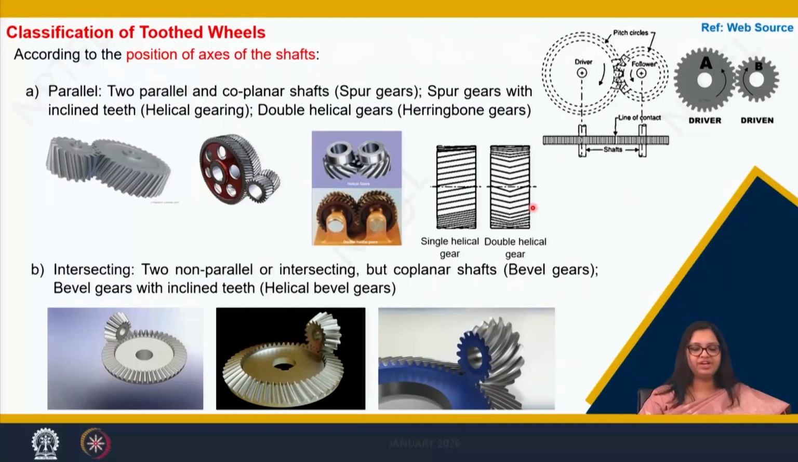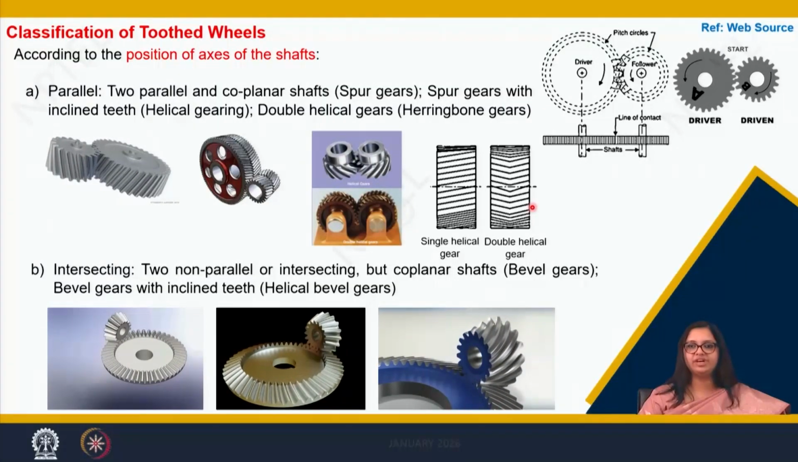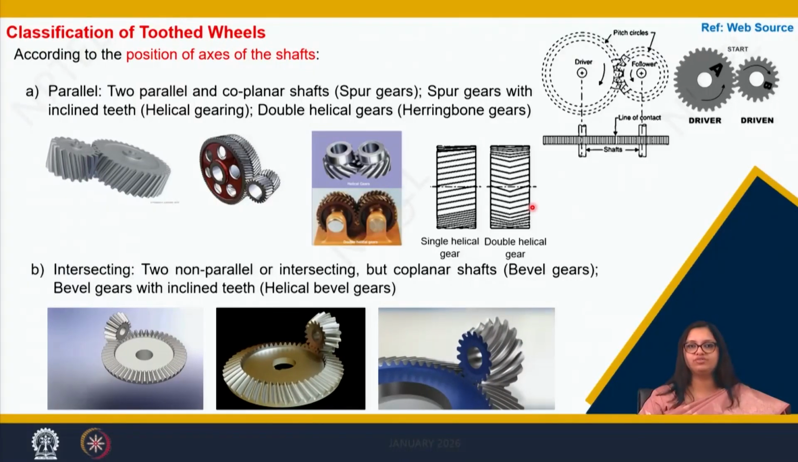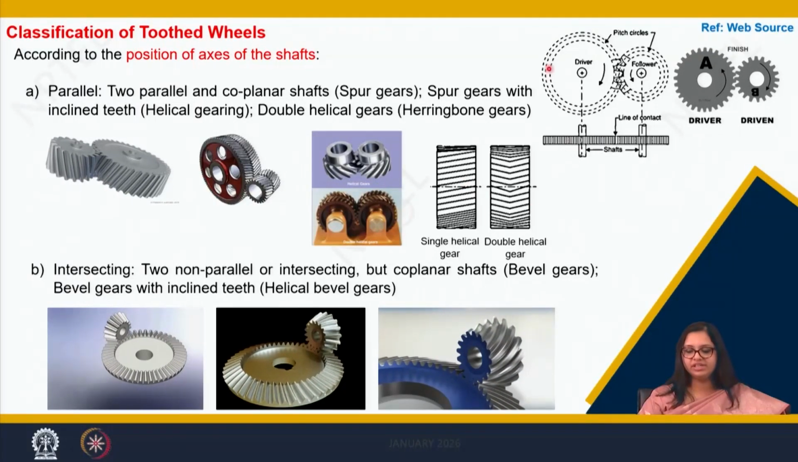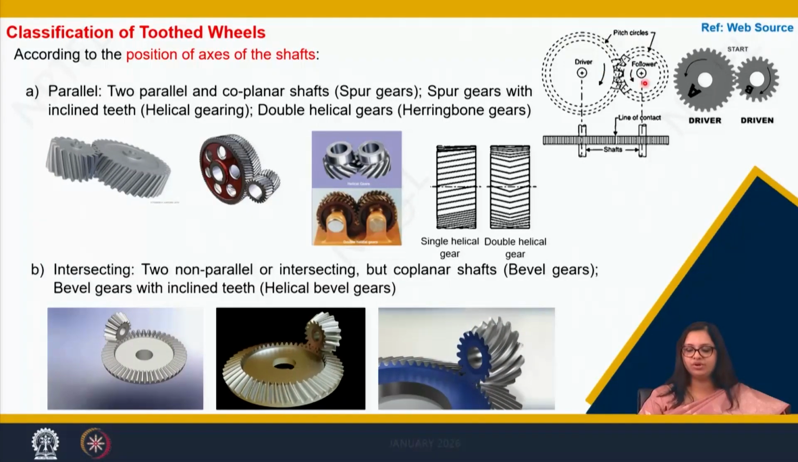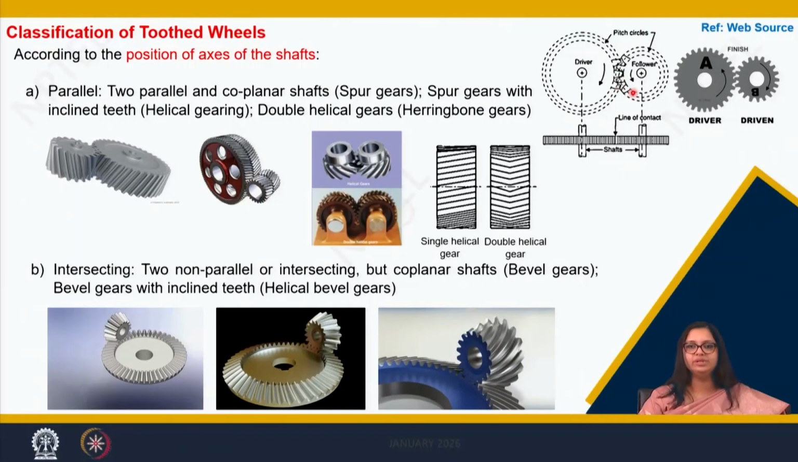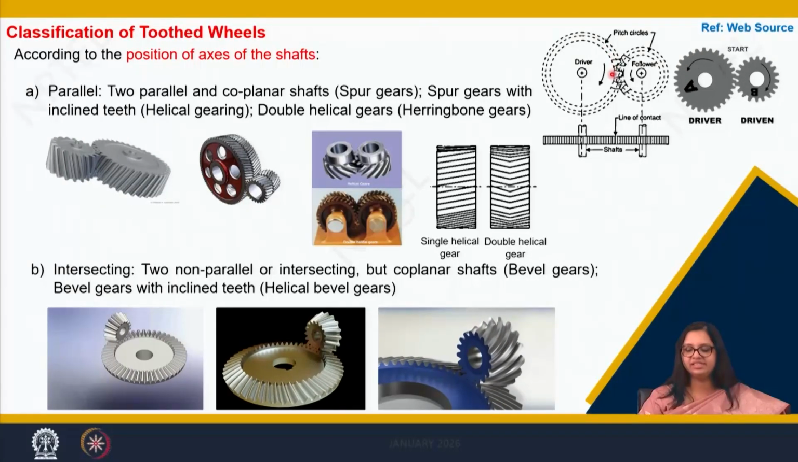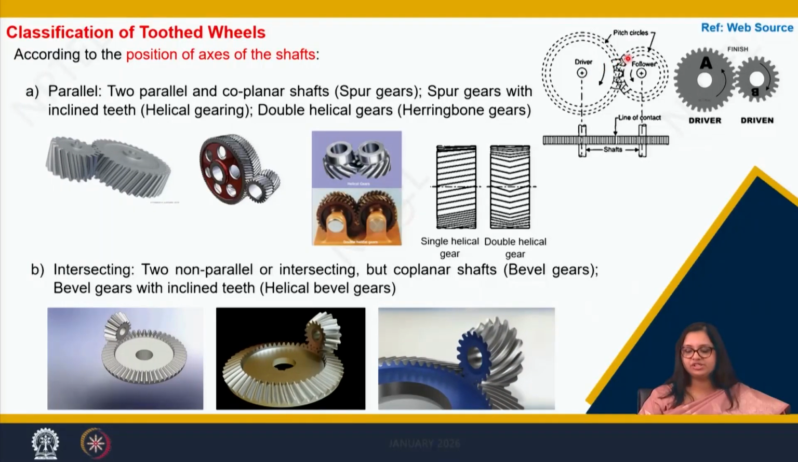Now, how do we classify these toothed wheels? We classify them according to the position of the axes of their shafts. If you see here, these are the two wheels. This is one wheel, this is another wheel. One we call the driver, the other we call the follower. At the pitch circle, you can see the mating happens between these two wheels. Now the tooth rises from somewhere inside this pitch circle, which we call the base circle, and then it meshes with the teeth of the other wheel.